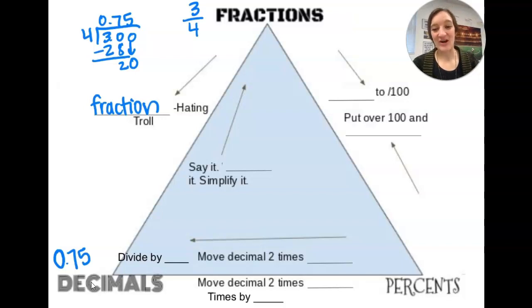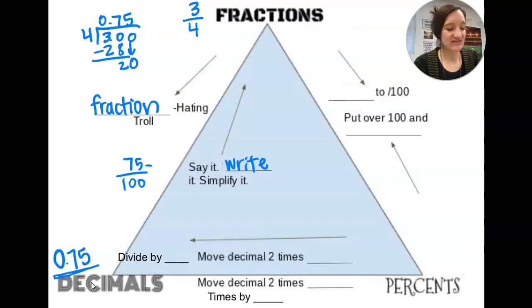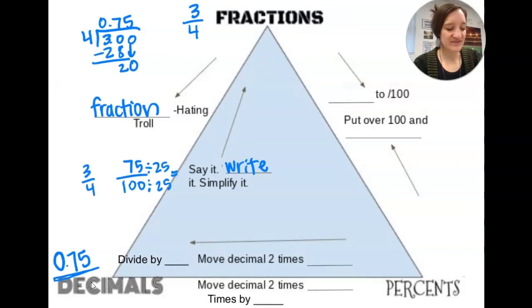You already know that. Now, how do you go from a decimal to a fraction? You say it. So this is, say it the place value way. So this is 75 hundredths, and you write it and then you simplify it. I can divide both of those by 25, and that gives me, shocker, 3/4. So that is how to go from fraction to decimal or decimal to fraction.